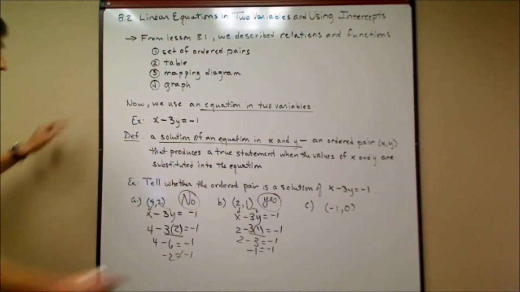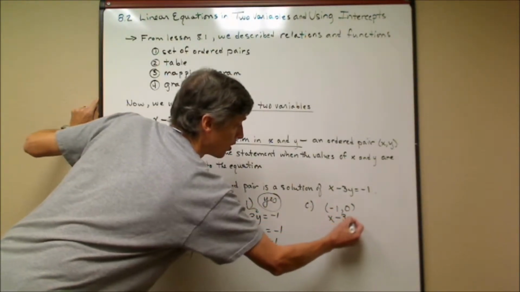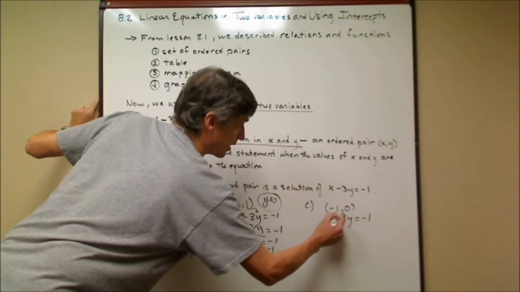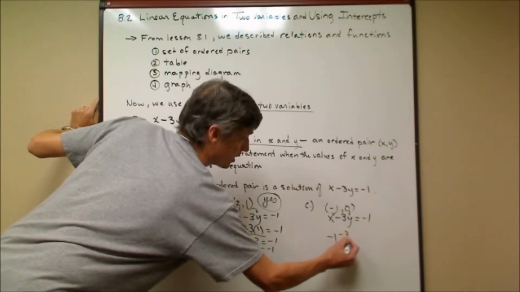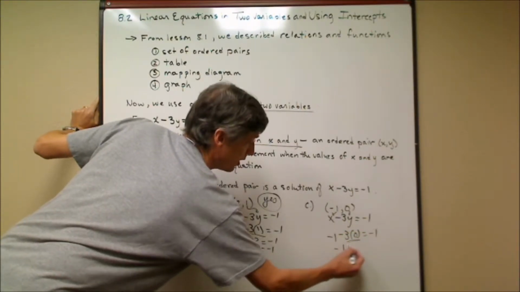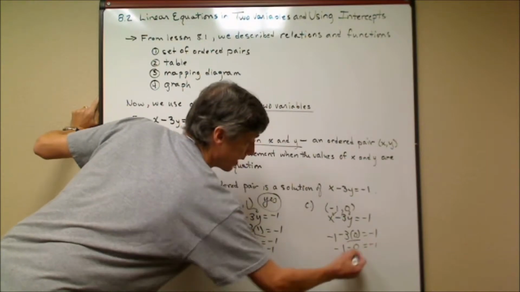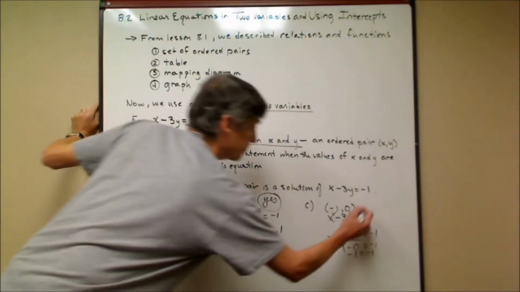Now I'll try for this third example. Negative 1 in for the x, 0 in for the y. So I'll write it down again here. And I'm going to plug the negative 1 in there and the 0 right in there. And I get negative 1 minus 3 times 0 equals negative 1. Of course, 3 times 0 is 0. And negative 1 minus 0 is negative 1. So again, I get a true statement.